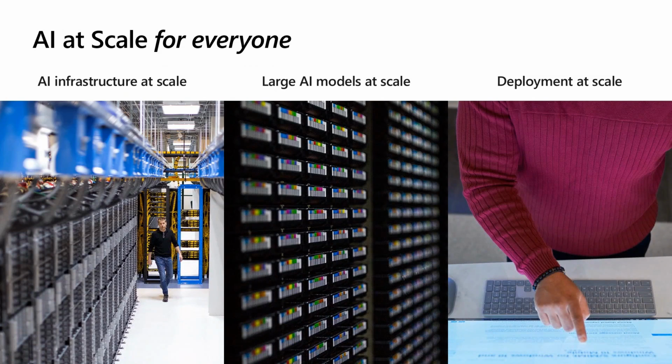Yeah, and so this is what we mean by AI at scale. First, it's AI infrastructure at scale. So we're building out these massive data centers so we could train these really large models. It's about large AI models at scale. So training these really, really massive models because they have a lot more capacity, they have a lot of power.